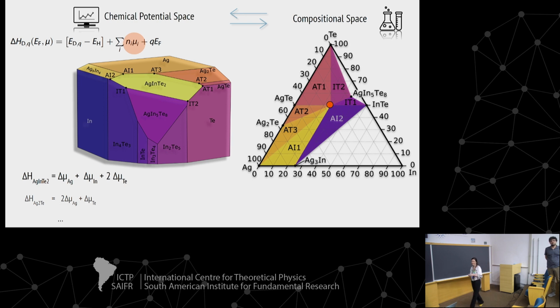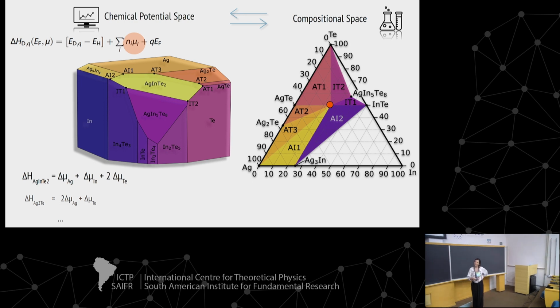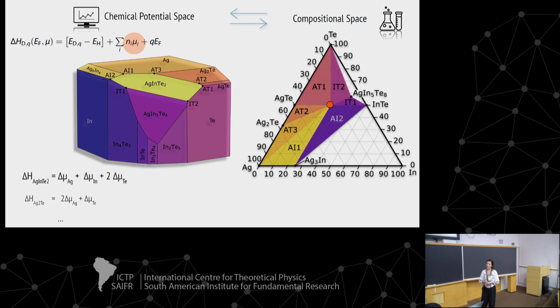Okay, thank you, Lidia. You focus mainly on intrinsic defects. Would it make more sense to look at impurities? You mean for doping? If impurities would be easier, I don't know. Why just intrinsic defects? Doping would be a second step.